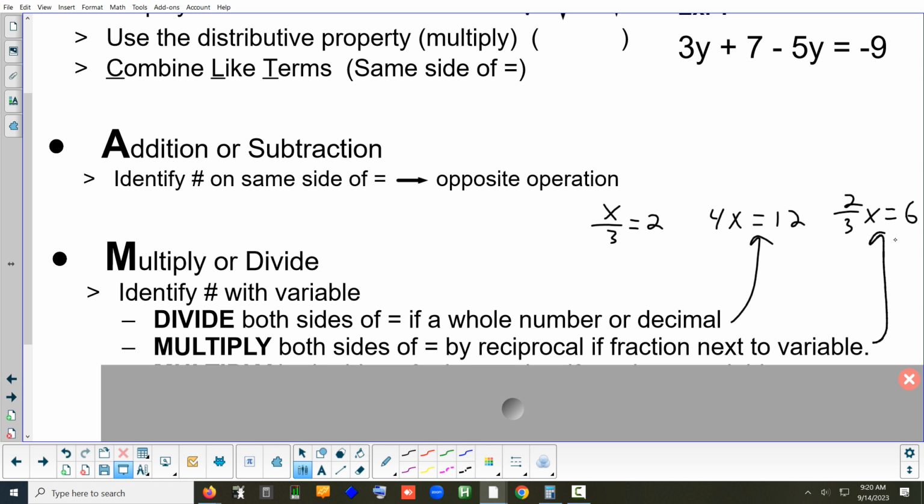If you have a fraction next to the variable, again, we wrote this yesterday, so we're really just writing it again. If you have a fraction next to the variable, you're going to multiply both sides of the equation by the reciprocal. So if you have a fraction that's 2/3, the reciprocal is 3/2.